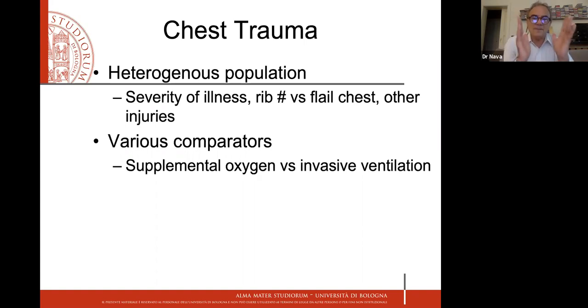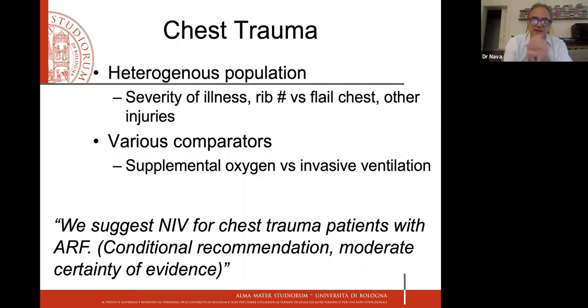Remember PICO, remember PICO: C means comparators, which here were a sort of mixed up. Some studies compared NIV versus standard oxygen, other studies versus invasive ventilation. So everything was a little bit confusing. So we ended up suggesting NIV for chest trauma in these patients, but the recommendation was once more conditional and with moderate certainty of evidence.